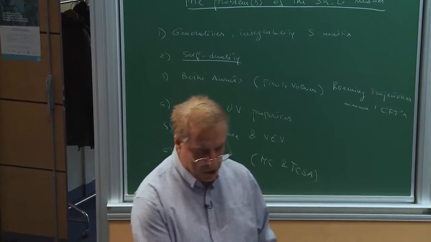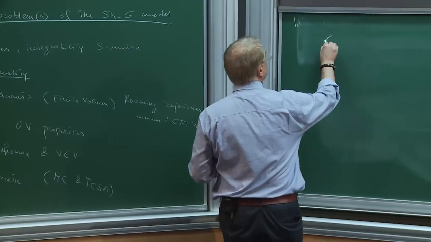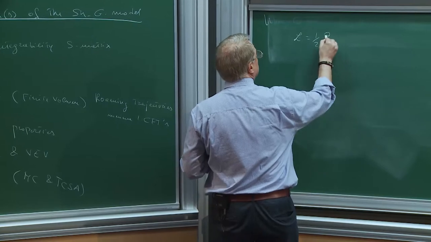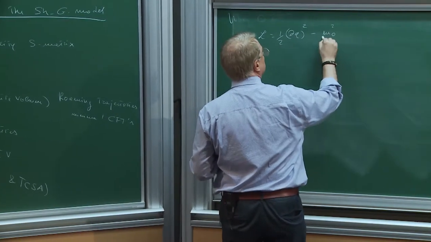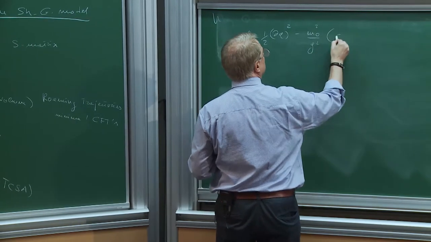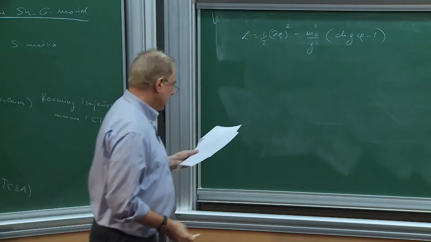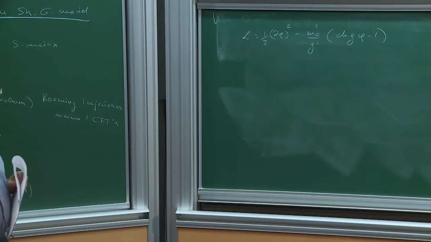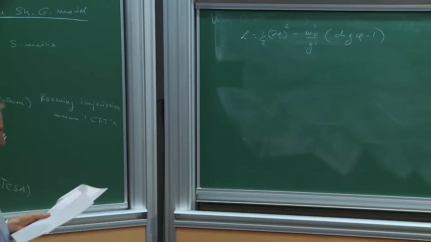Okay, so let me first present the model. The model is very simple. It's a bosonic field, a scalar bosonic field, with this kind of interaction. So this seems really the best field theory you can think of.